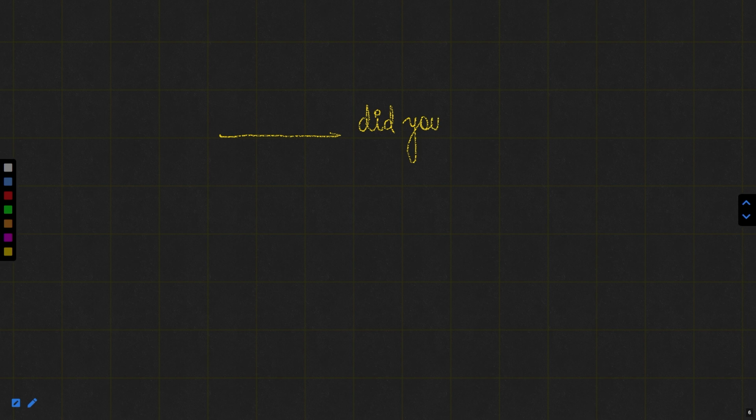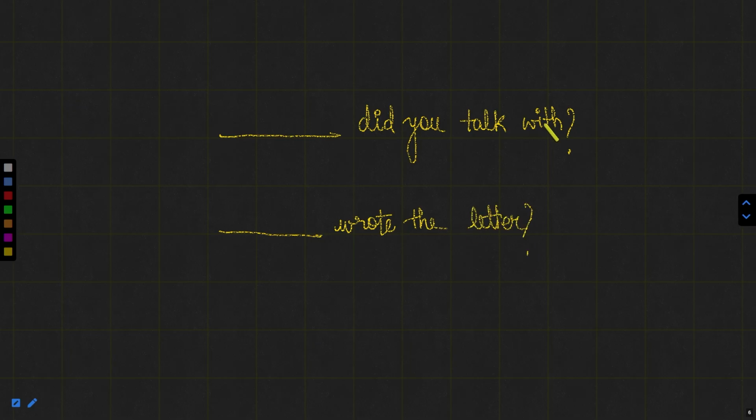Did you talk with? Okay, talk with. This is an interrogative sentence. Another interrogative sentence is one where you need to fill in a relative pronoun, after which is written, wrote the letter. Now these are the two questions, and we have to fill in either who or whom in these two blanks.